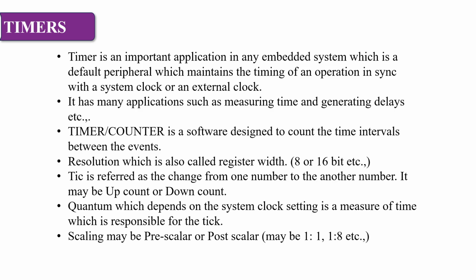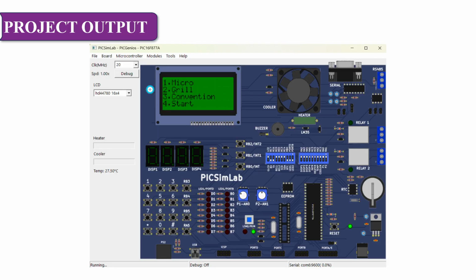Resolution, which is also called register width, 8 or 16 bit, etc. Tick is defined as the change from one number to another number. It may be up count or down count. Quantum depends on the system clock setting and is a measure of time which is responsible for the tick. Scaling may be pre-scaler or post-scaler. Maybe it is 1:1, 1:8, 1:4, or 4:1. It depends on which scaling we are using, pre-scaling or post-scaling.